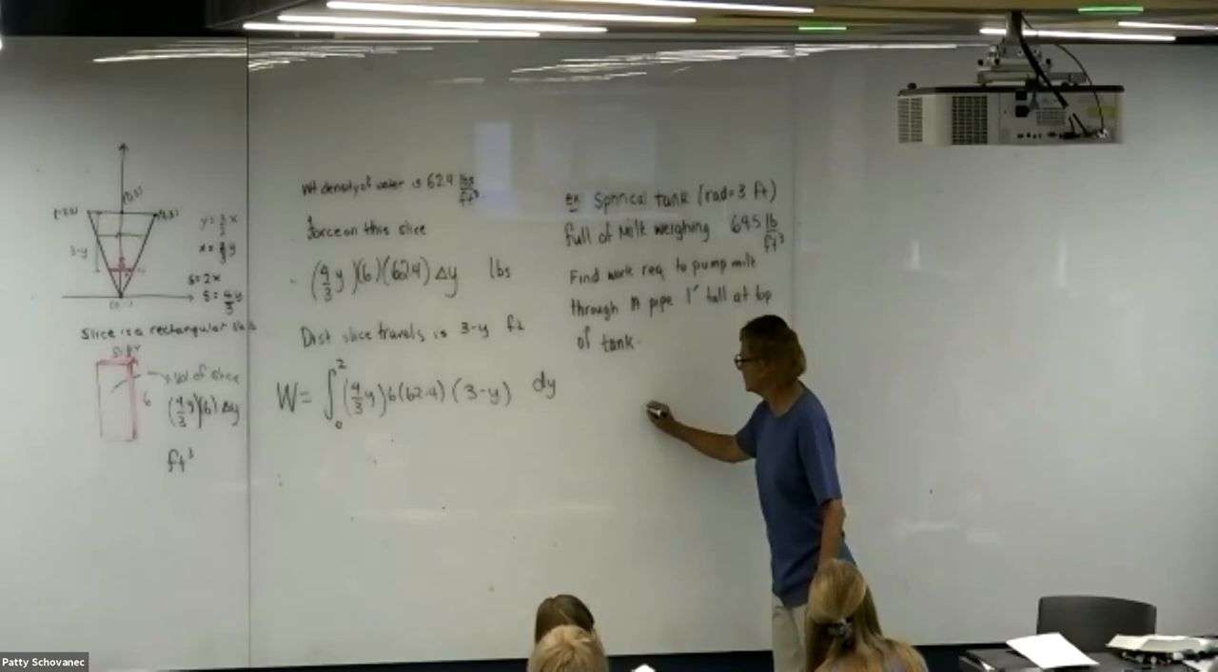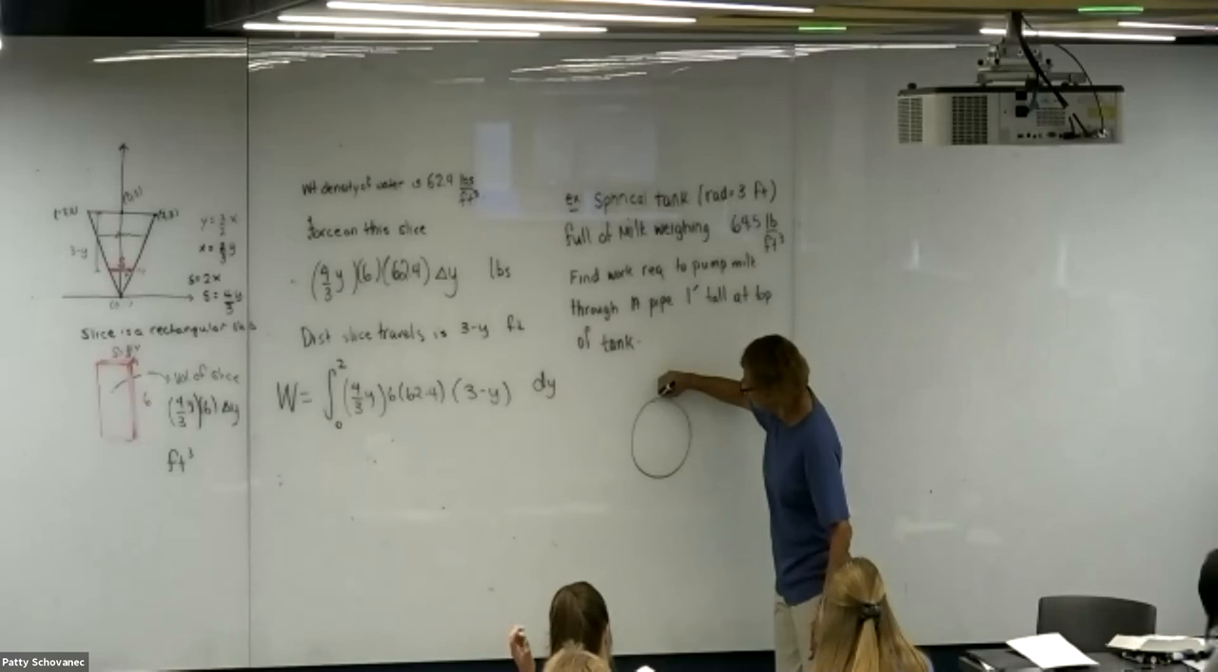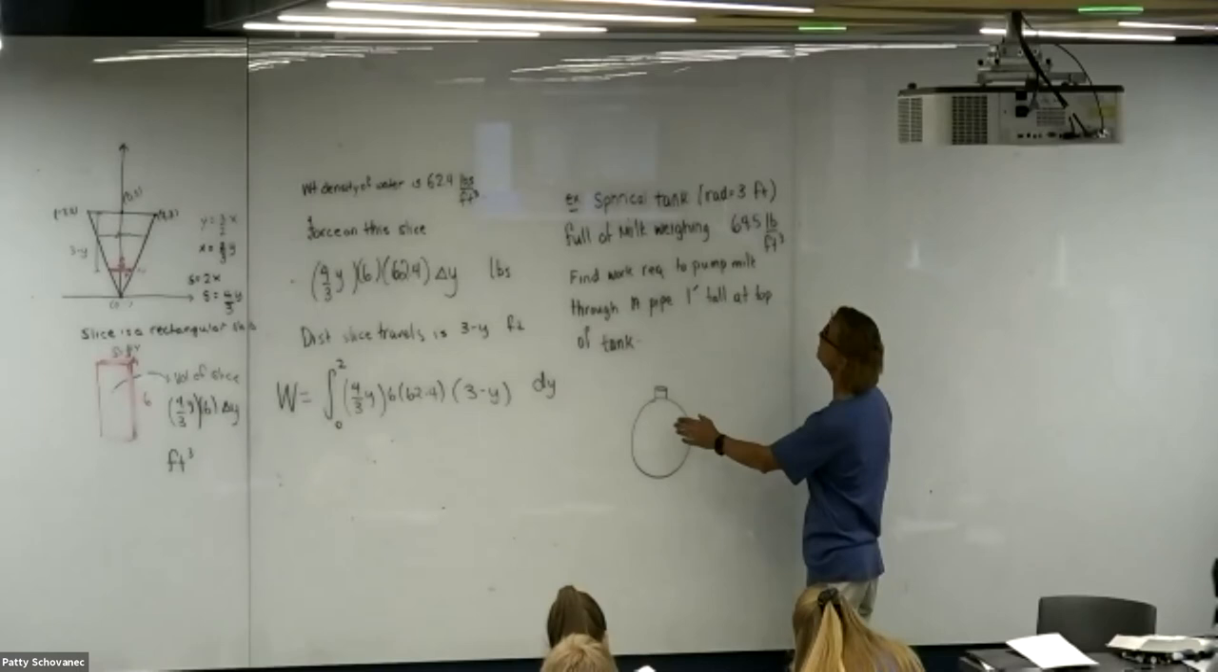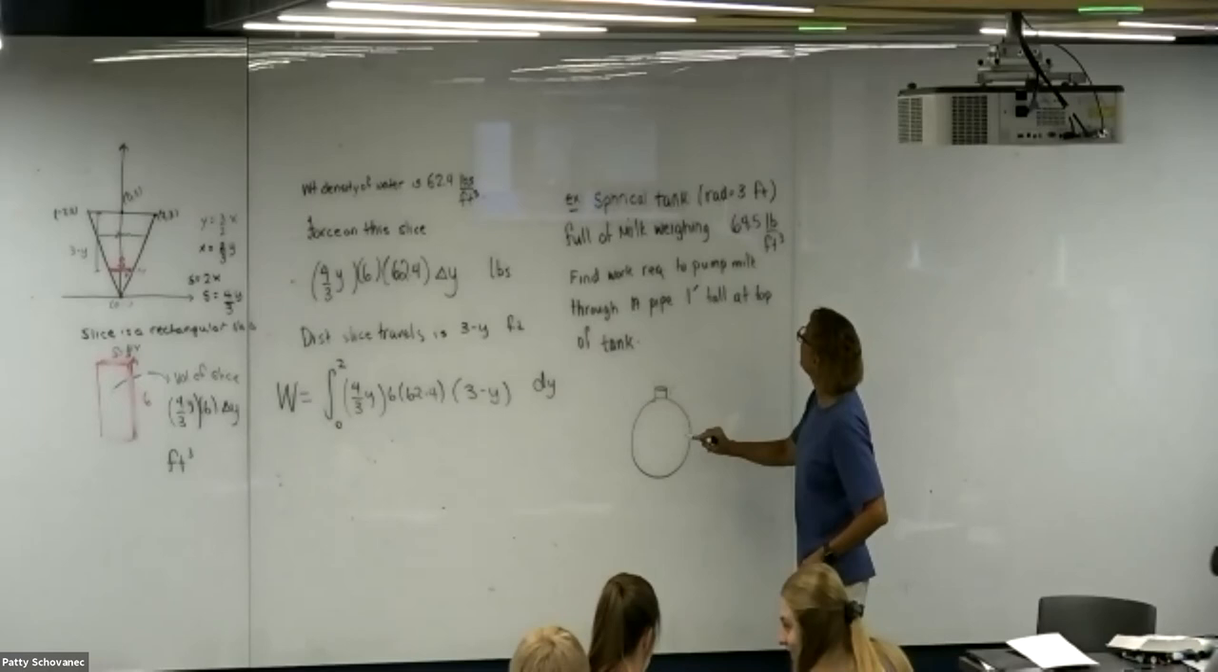Here, 3 dimensions. I don't care about that dimension. And then I got a dimensionless pipe, but I'm gonna draw it like this. So this is full of milk. We're gonna take all of the milk out to here where that's 1 foot tall. And we know the radius is 3 feet.